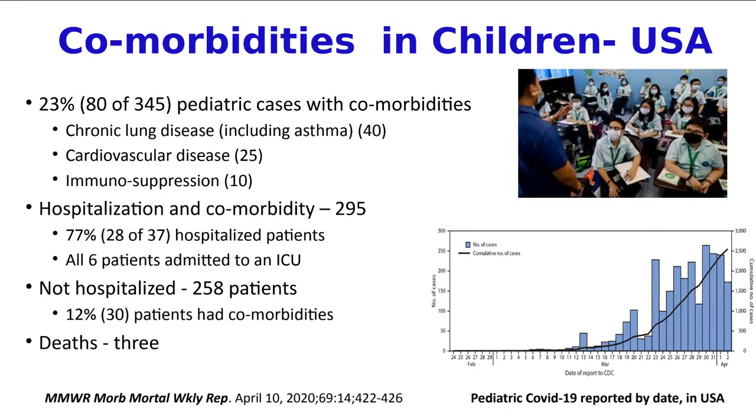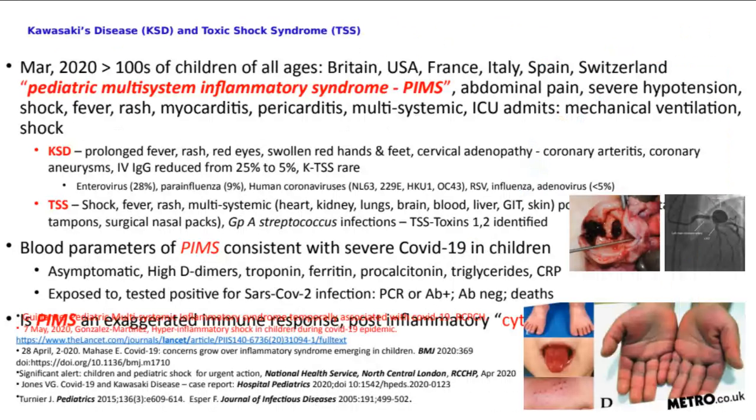Comorbidities in the United States are shown here. They had chronic lung disease with cardiovascular disease and immunosuppression for 23% of cases. For those who were hospitalized with a comorbidity, you'll see that was 77%. And the children who were admitted to the ICU at that time, all of them had comorbidities. There were 3 deaths in this cohort.